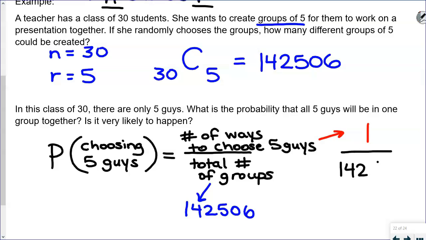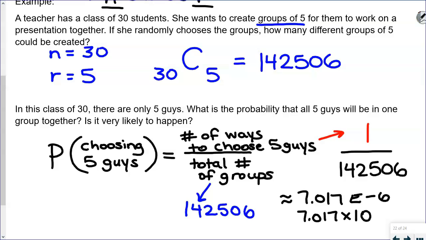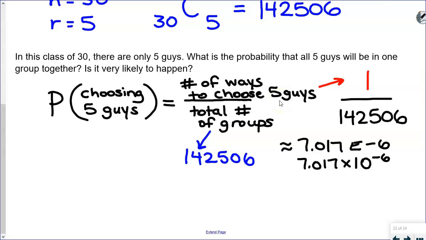And so the probability of this happening is 1 out of 142,506, which if we divide that out, we get a very small number, right? Less than 1%. So it comes out to 7.017 e to the negative 6, which is another way of writing scientific notation, like times 10 to the negative 6. Or you could put 5 zeros in front of that 7, so it could be 0.000007017. Either way, a very small probability of that happening just by chance.